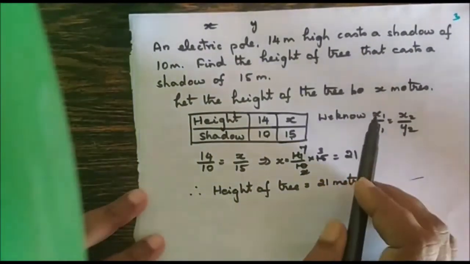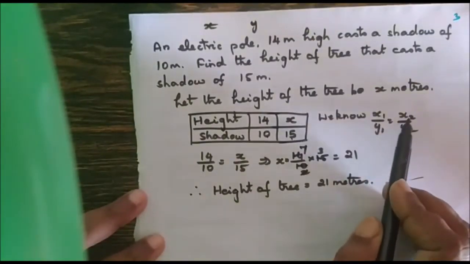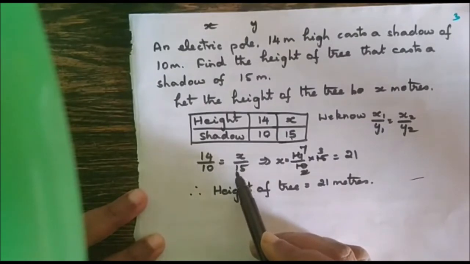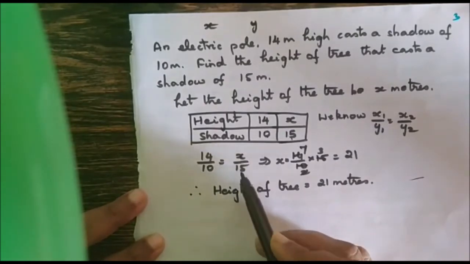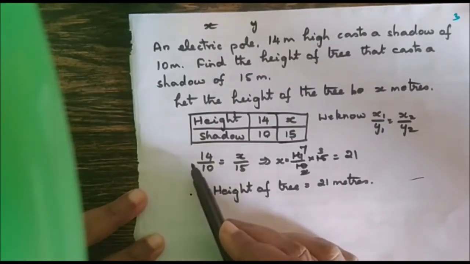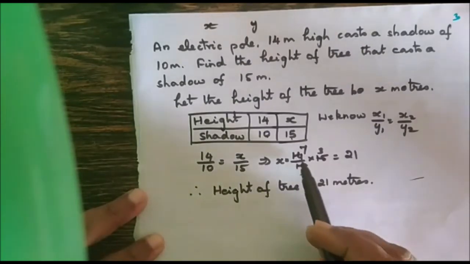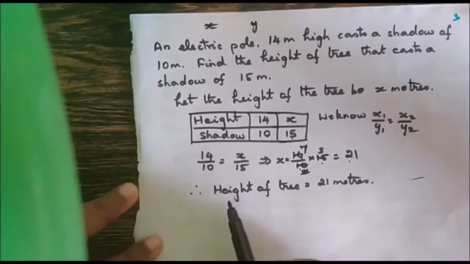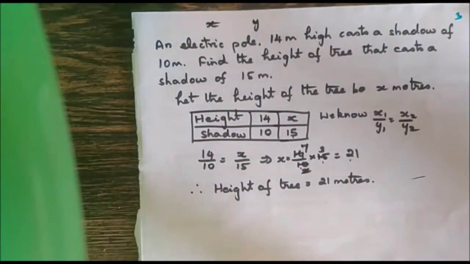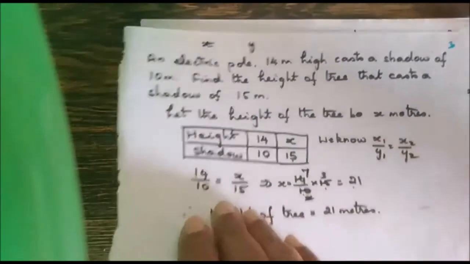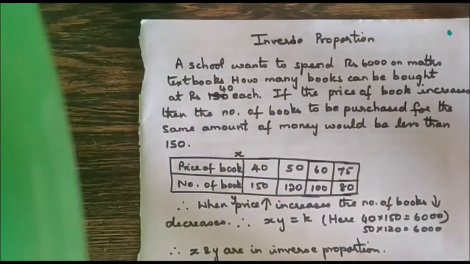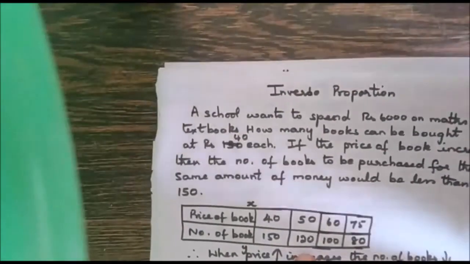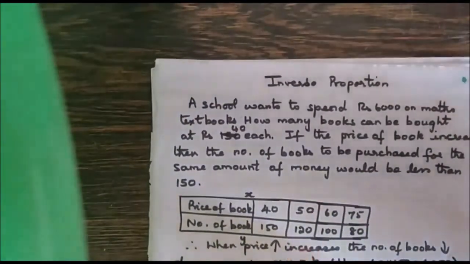I hope you get it. When we know that x1 by y1 is equal to x2 by y2, 14 by 10 is equal to x by 15. I will keep my x here and take all the other values to the other side. So it will be 14 by 10 into 15, which is equal to 21 meters. Therefore, the height of the tree is 21 meters. I hope you understood this. Now, we will go to the next topic, that is inverse proportion.